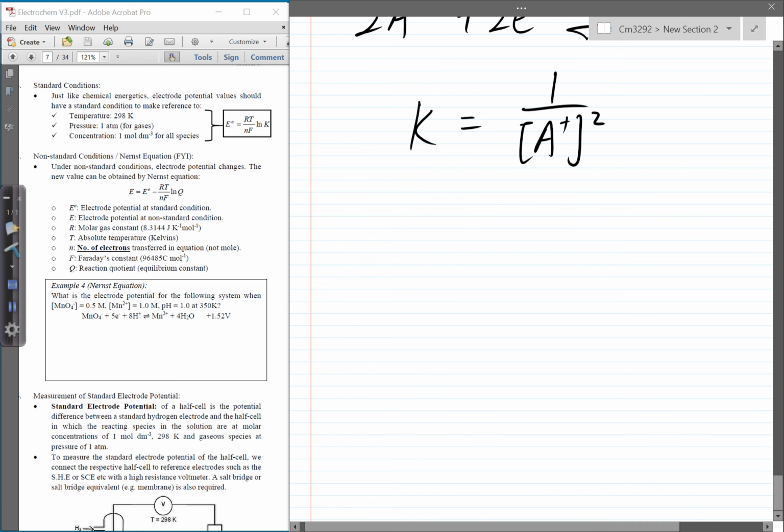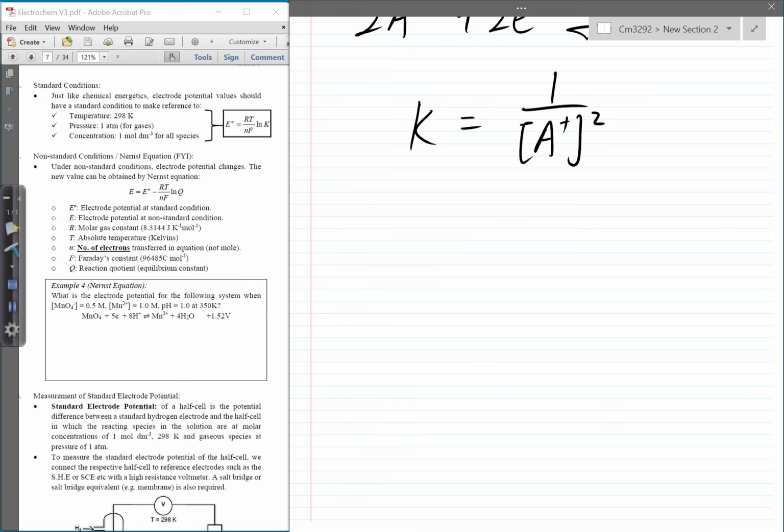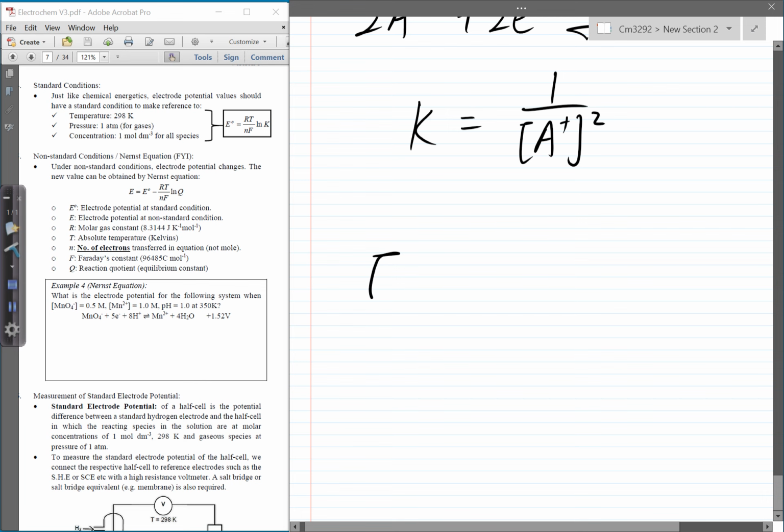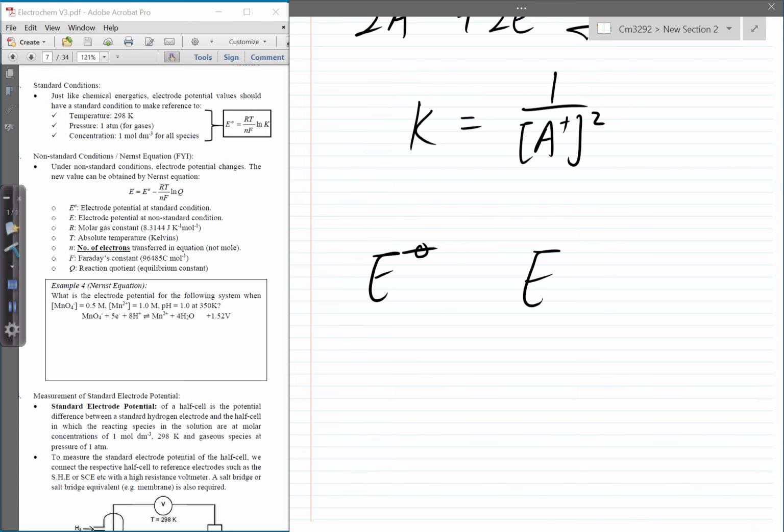If you compare this equation with the equation just now, you can see that it's very similar, just that you added some additional terms, right? And all the terms are already defined here. So just think of E with the not means it's at standard conditions. E without the not means it's at non-standard conditions, right? So in order to calculate E at non-standard conditions, you just have to take the E at standard conditions, which you already know from all of these, minus RT over nF ln Q, right?